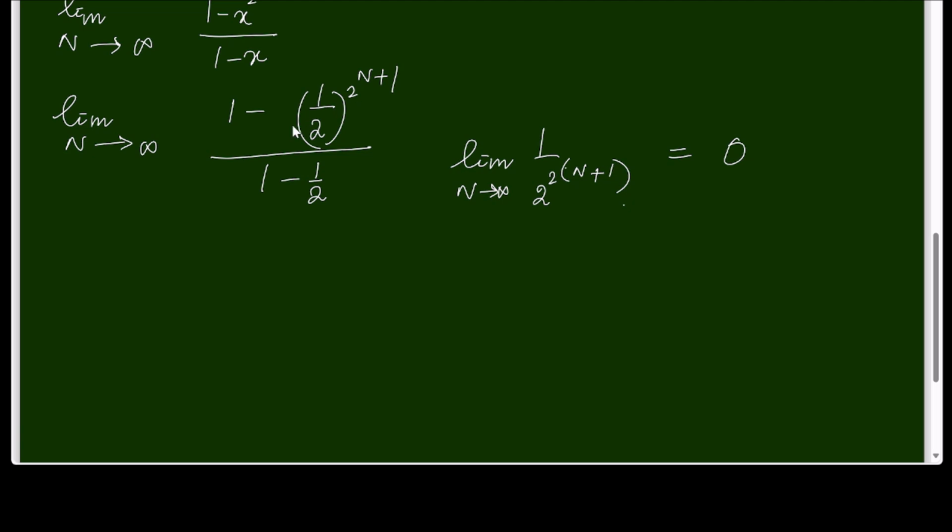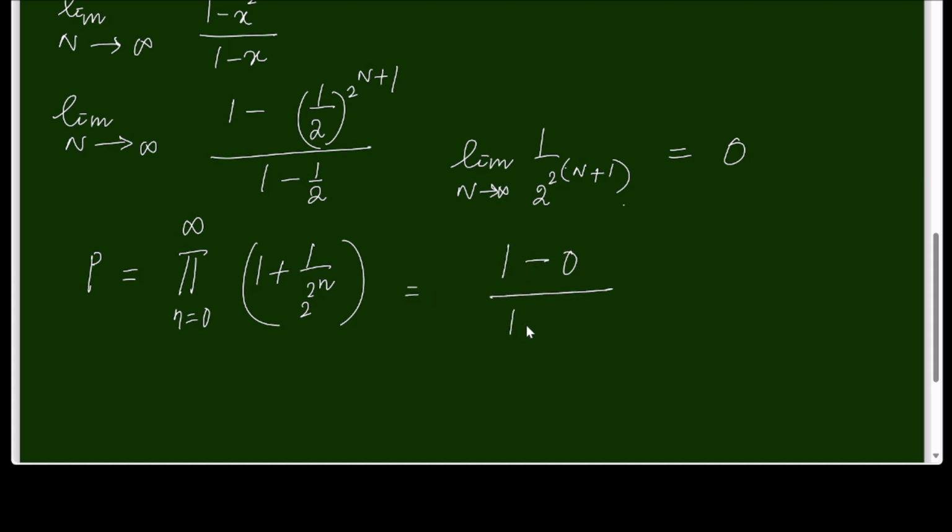So the ultimate result is, the product n equals 0 to infinity of 1 plus 1 by 2 power 2 power n equals 1 minus 0 by 1 minus half. It will be 1 by 1 over 2, that is equal to 2. So this is the final answer.